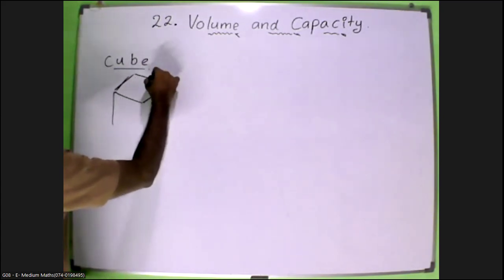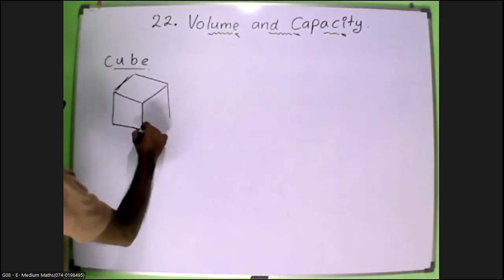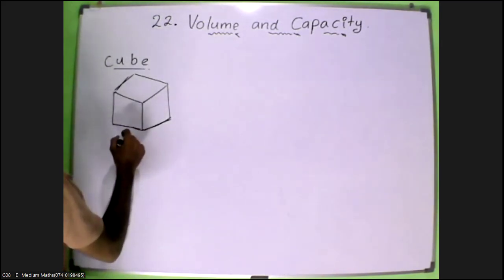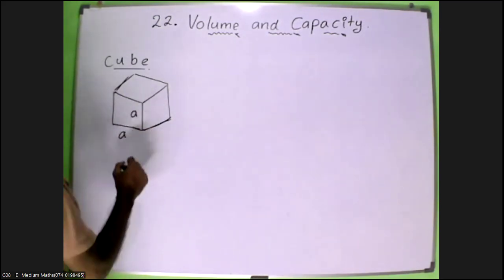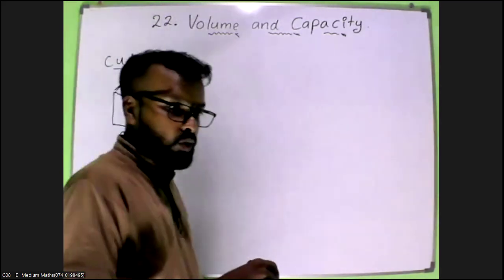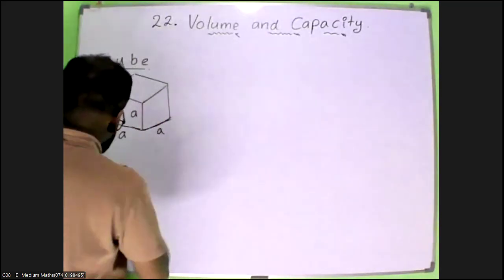A special property of a cube is that all sides are equal. The lengths of all the sides are equal. So this side is A, and this side is A. All the sides are equal. So how do you find the volume? Very easy.